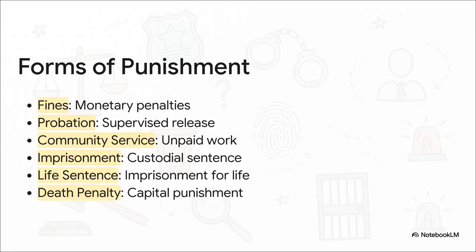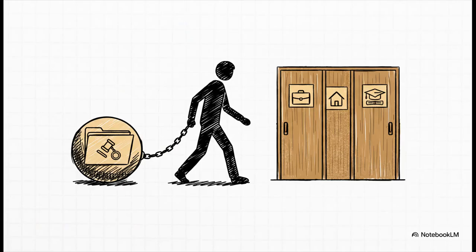But you know, prison isn't the only tool in the toolbox. The justice system has a whole range of punishments, from simple fines and probation, where someone is supervised in their community, all the way to the most severe consequences, like a life sentence or even the death penalty in some places. And the punishment doesn't just stop when the sentence is over. A criminal record can follow a person for the rest of their life, making it incredibly difficult to get a job, find housing, or even get certain professional licenses. It's a consequence that can last for decades.